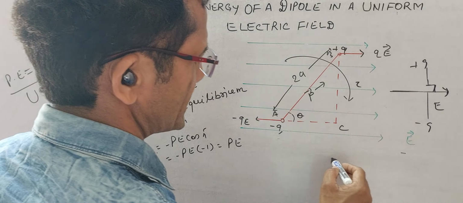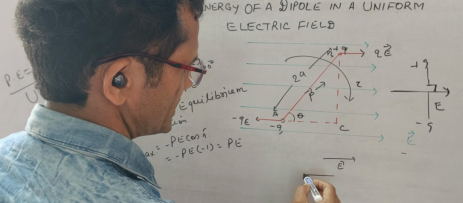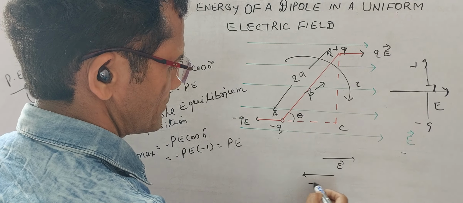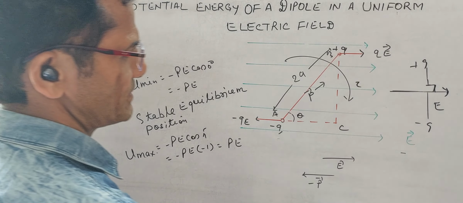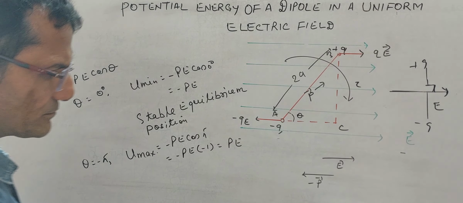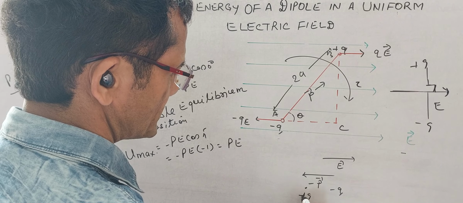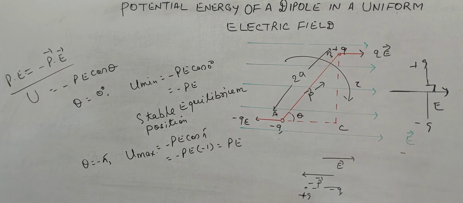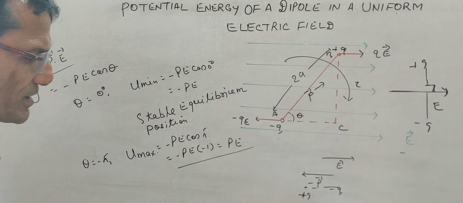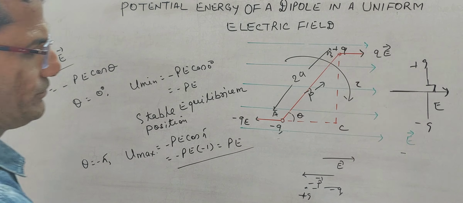It means that when the electric field is along this direction and your dipole moment is along the opposite direction, so the dipole moment and E are anti-parallel, in that case it is unstable equilibrium. Minus Q is on this side and plus Q on this side, so the dipole axis will be along this one. In that case it will be the maximum potential energy. Maximum potential energy is unstable equilibrium.